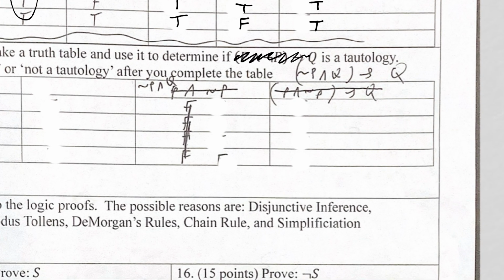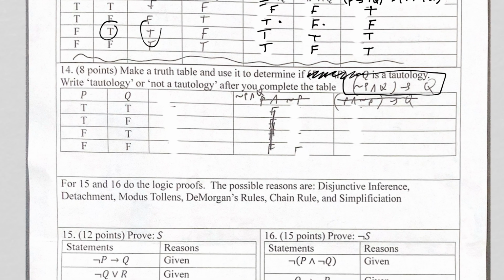So the question was this: not P and Q implies Q. There is already a Q column, but it's good to have a not P column and a not P and Q column. The not P column is just the opposite of the P column. And then for the not P and Q, I look at these two, and I look for when they're both true. I put a T there, but any other situation, I put a false there.